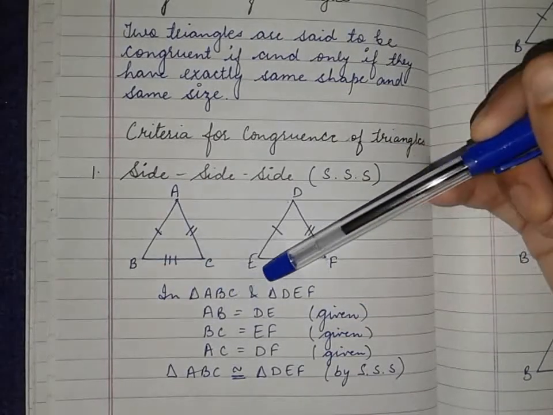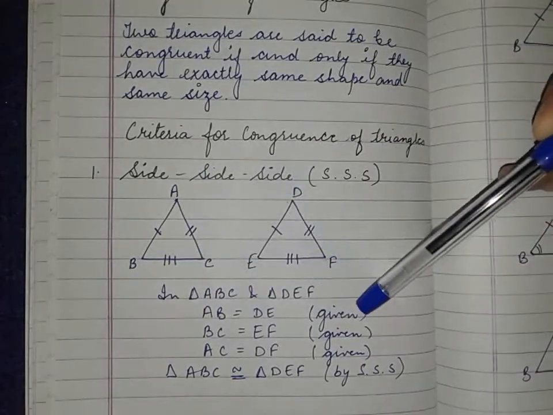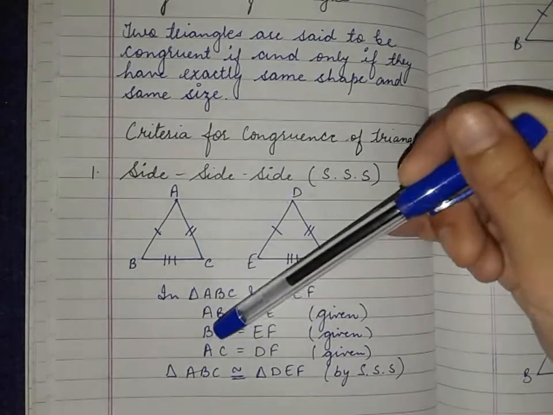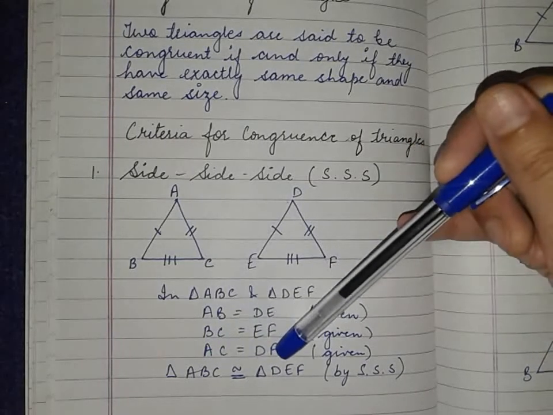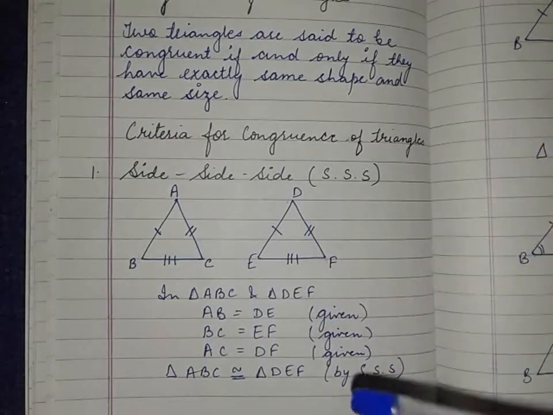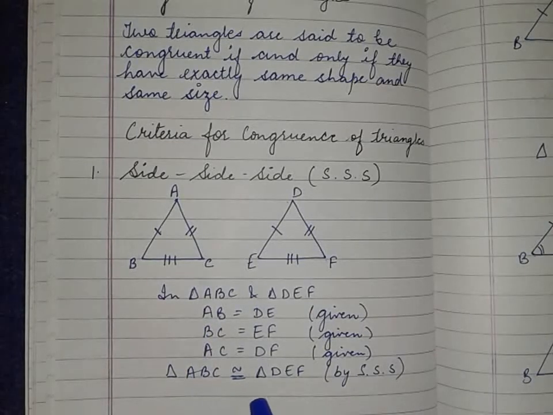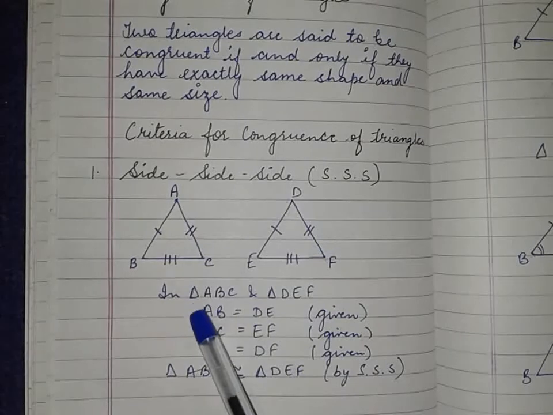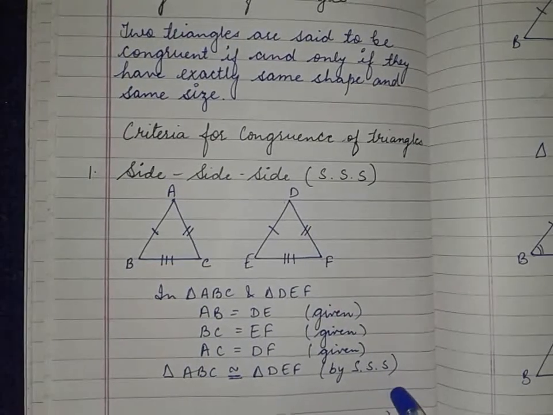In triangle ABC and triangle DEF, AB is equal to DE. Reason you have to write: given. BC is equal to EF, reason: given. AC is equal to DF, reason: given. Because we have got three equalities, triangle ABC is congruent to triangle DEF, and the three equalities are of sides. So the triangles are congruent by SSS.